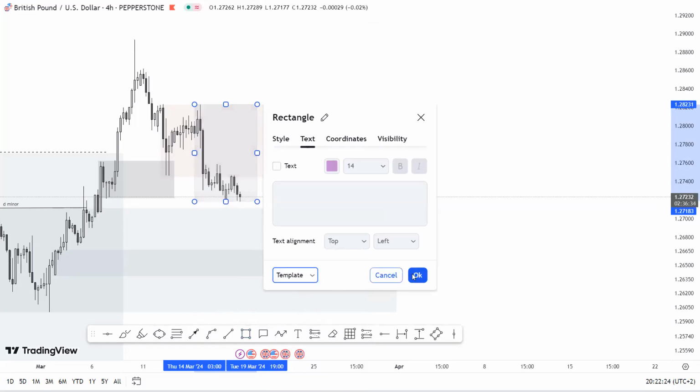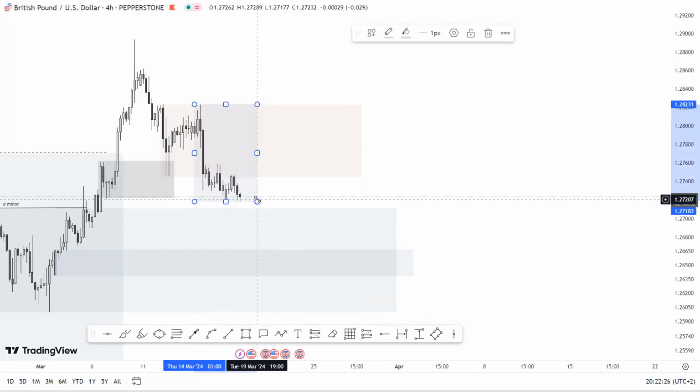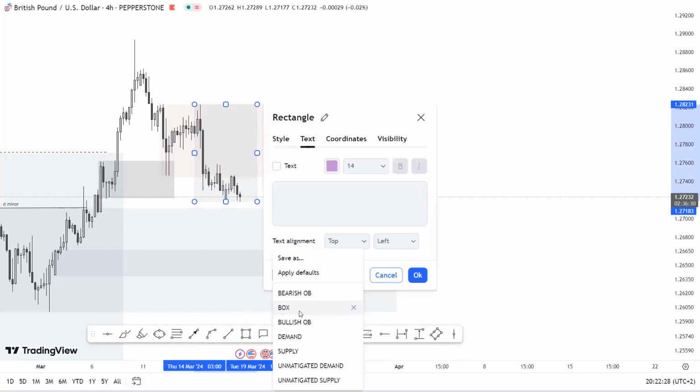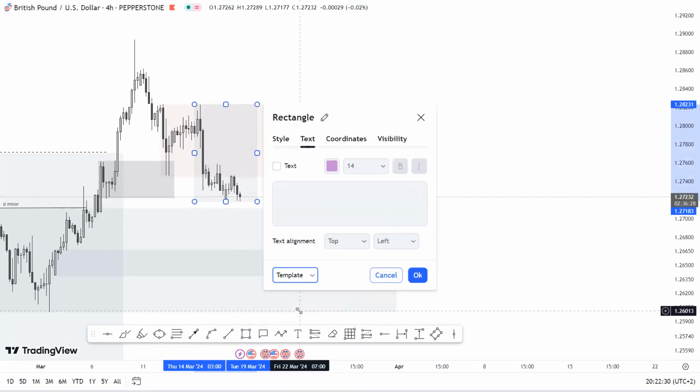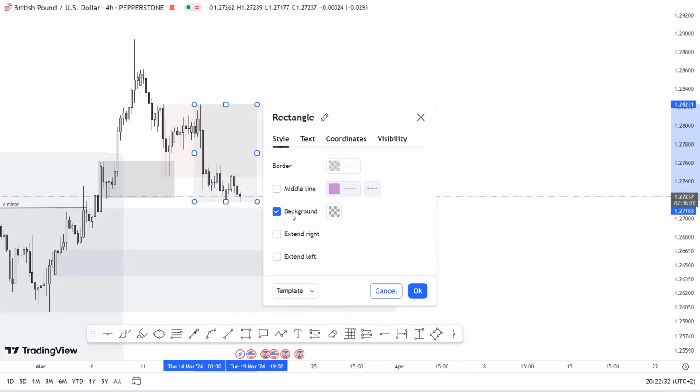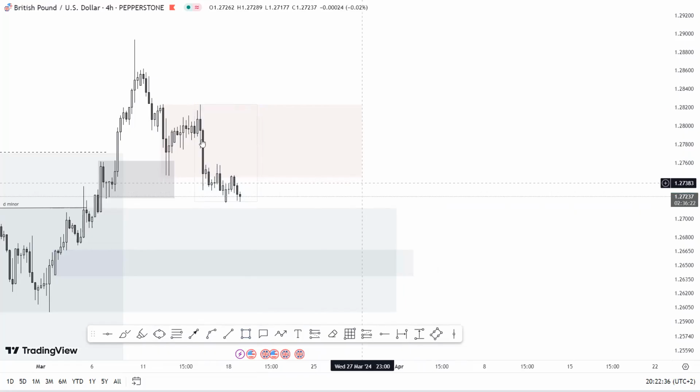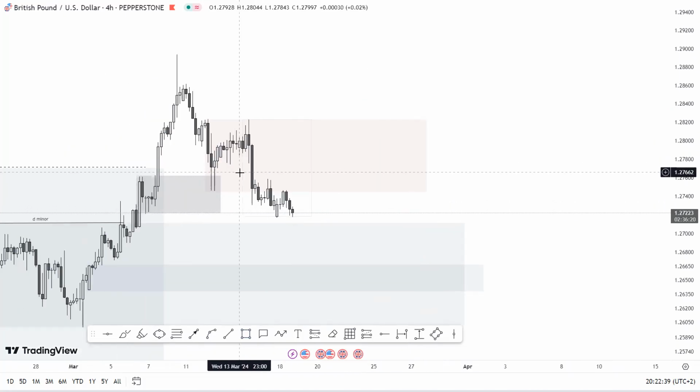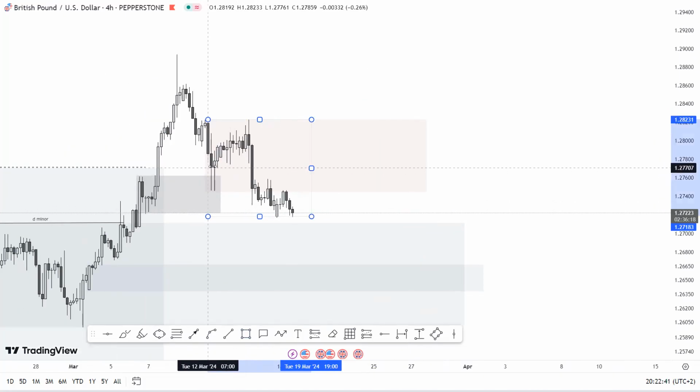Box. Why didn't I do this in the first place? Did I press the box thing? That's literally not supposed to be like this, honestly. I'll just do it like this because it's clearer, right?